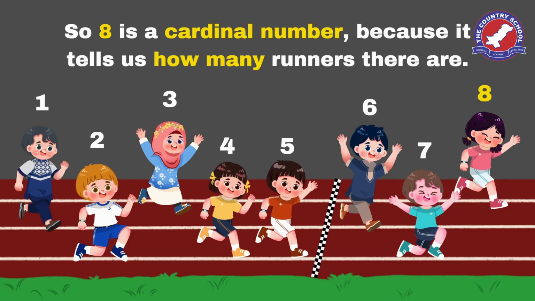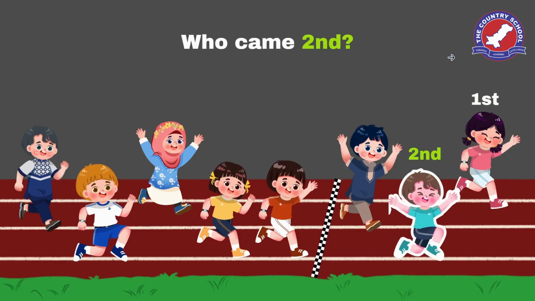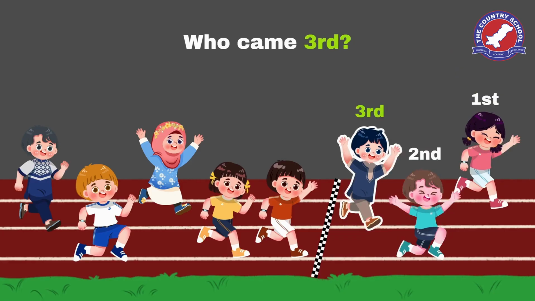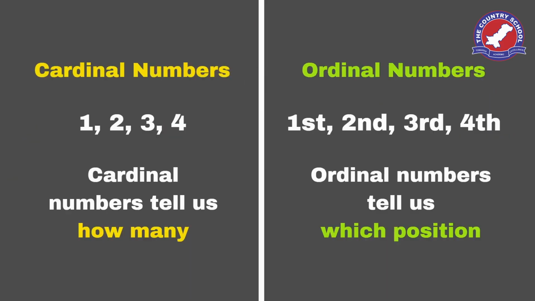Now let's look at the winners. Who came first? This child came first. Who came second? This child came second. Now who came third? This one came third. These are all ordinal numbers because they show positions in the race. So cardinal number tells us how many, and ordinal number tells us which position.